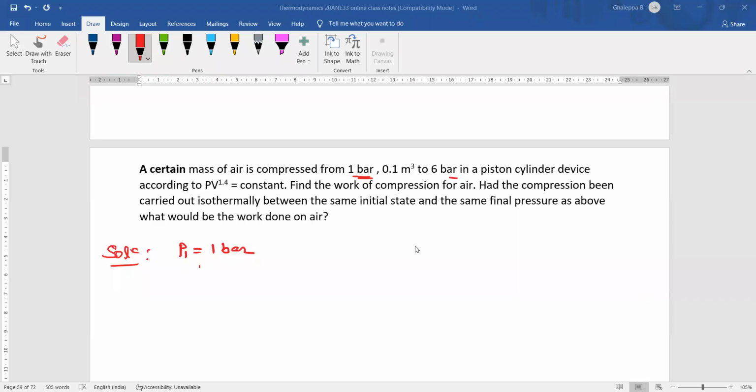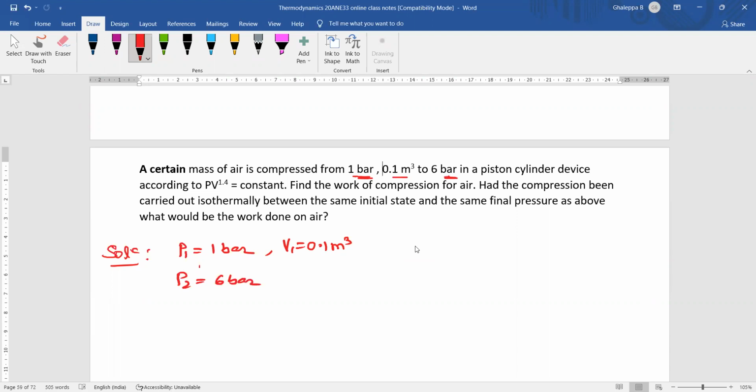A certain mass of air is compressed from 1 bar. Okay, I have written 1 bar, and V1 is equal to 0.1 meter cube. Next, P2 is equal to 6 bar.